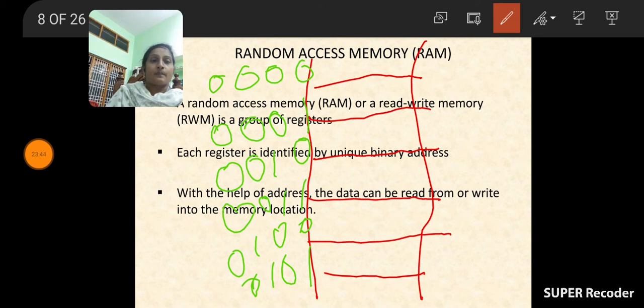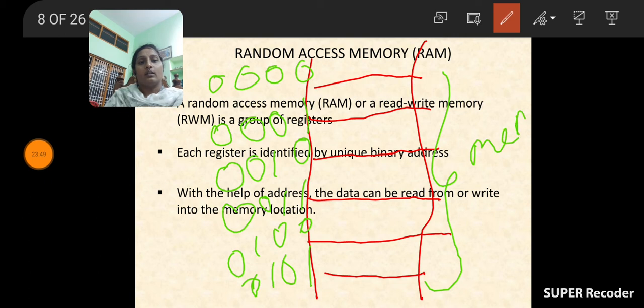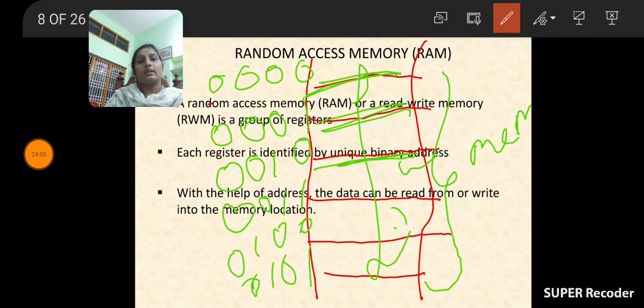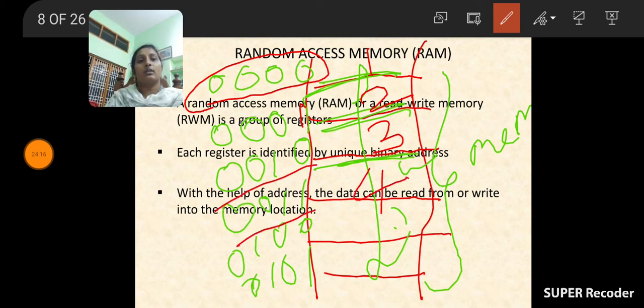Is it clear? So now this is called memory. These are called locations or registers. Here each and every register or location is identified with a special binary number. First register is addressed with 0000, and second is addressed with 0001. Third is addressed with 0010. Fourth is addressed with 0011. Fifth is addressed with 0100. And sixth is addressed with 0101.